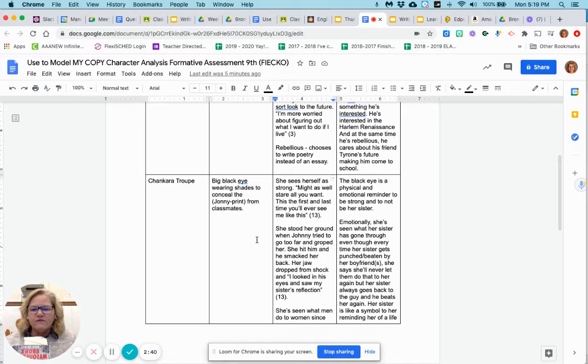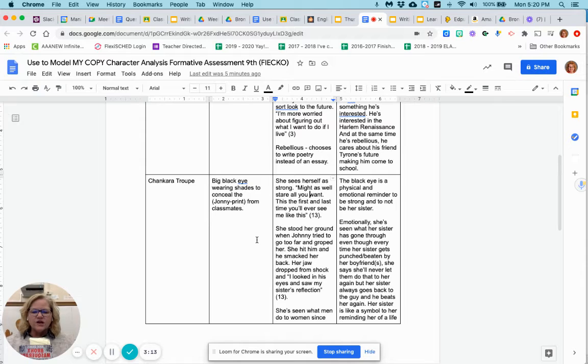There's my textual evidence that she does see herself as strong. She stood her ground when Johnny tried to go too far and groped her. She hit him and he smacked her back. "Her jaw dropped from shock, and I looked in his eyes and I saw my sister's reflection." When I read that quote, I'm like, wow, that is pretty interesting, because after reading that, we find out that her sister goes out with different guys, and they all beat her up. And she keeps going back to them.